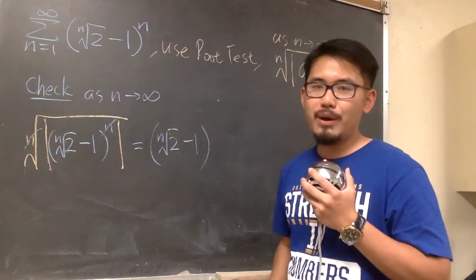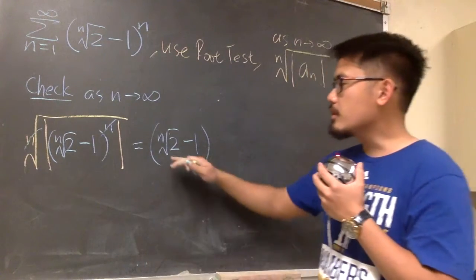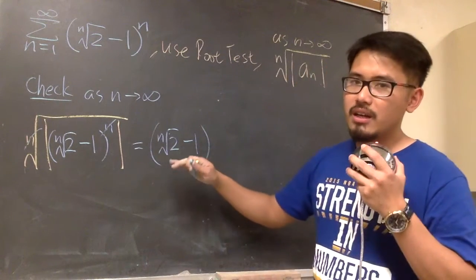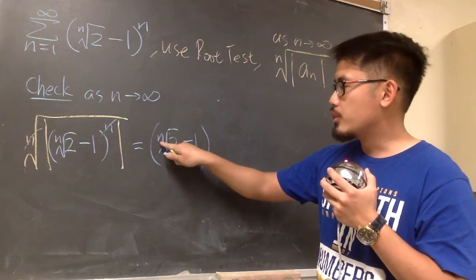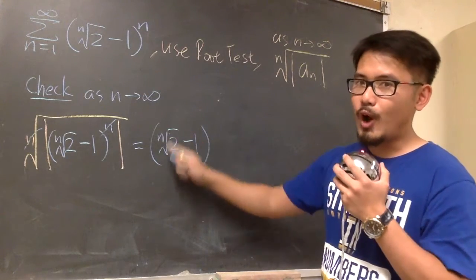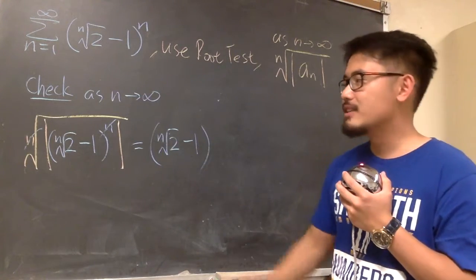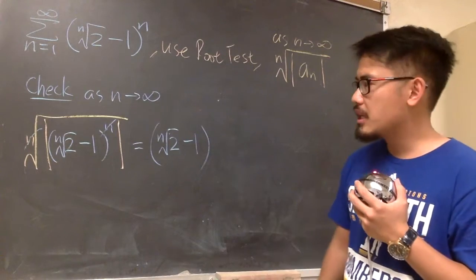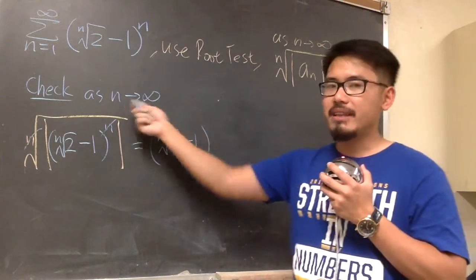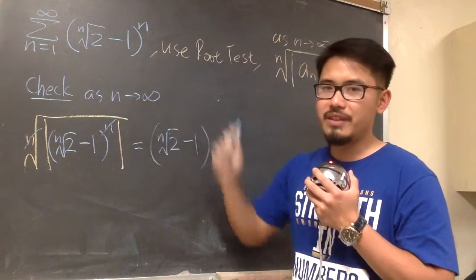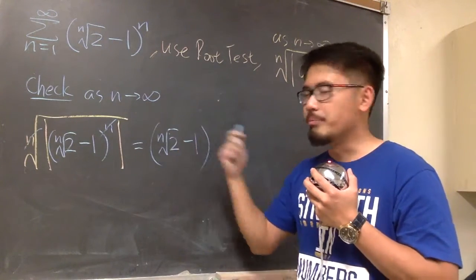Do we need the absolute value? No, we don't. You can check with your calculator a couple of numbers, plugging in 2, 3, 4, and something. This is always positive, so we don't need the absolute value. And now we have to take a limit as n goes to infinity. But then, what does the nth root mean?